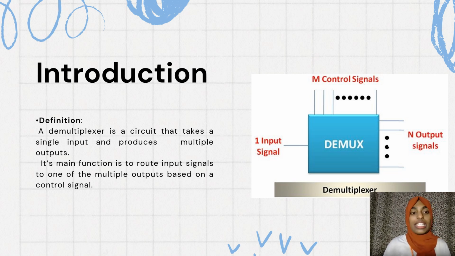Introduction, the definition. What is a demultiplexer? A demultiplexer is a type of combinational circuit which takes a single input and produces multiple outputs. Its main function is to route the input signal to one of the multiple outputs based on a control signal. This is a simple diagram of how the demultiplexer looks.